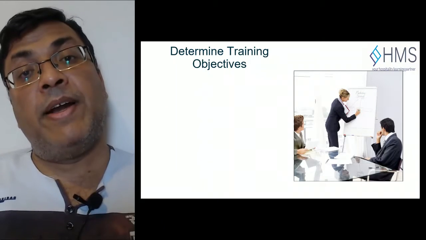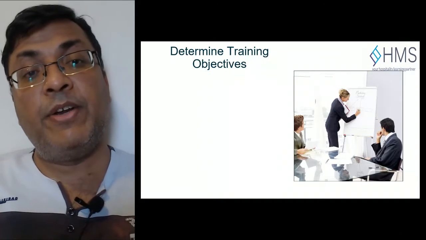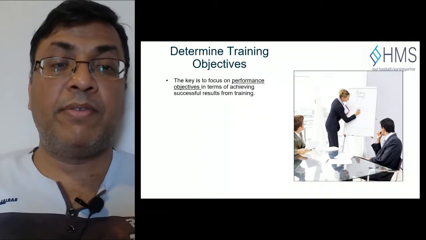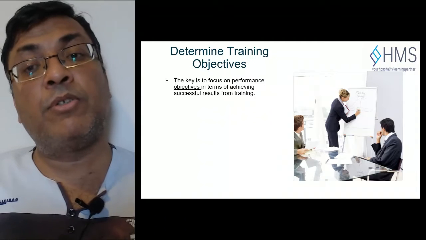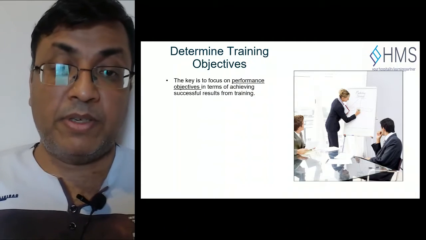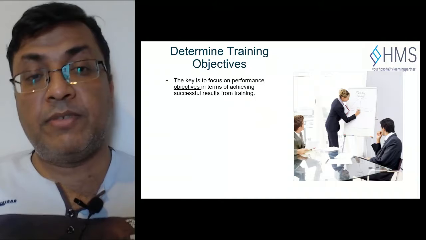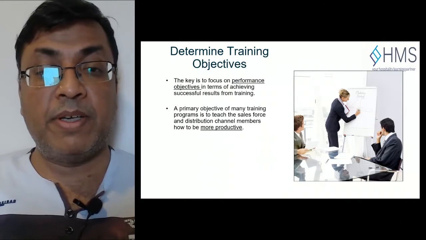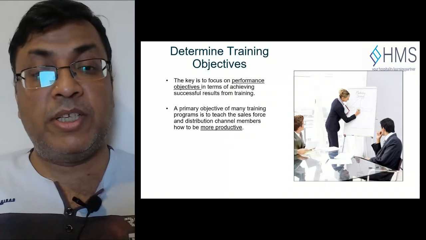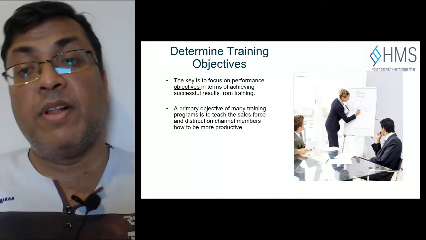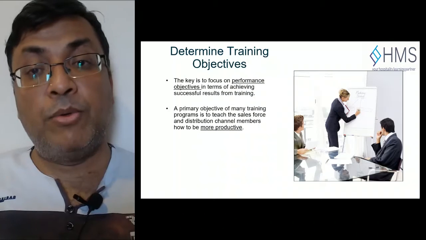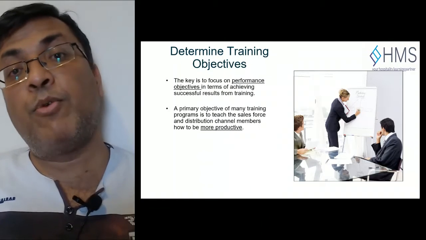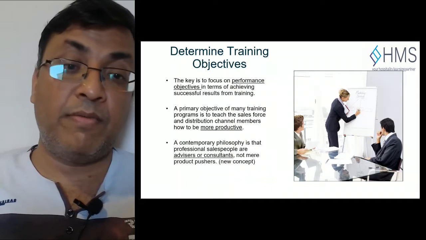Once we have identified the training needs, we need to identify the training objectives. Training objectives usually focus on performance, achieving successful results from the training. The primary objective of most training departments is to teach channel members how to be more productive, how to convert, how to negotiate, how to respond to a deal, how to be more persuasive, and how to increase conversion factors.